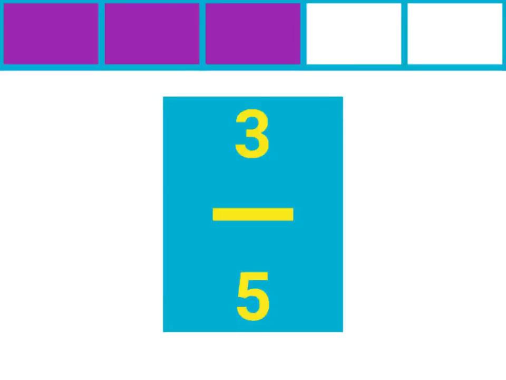Let's move on. Pause here and write down this fraction. If you got 3/5, you're correct. 3 equal parts of the 5 total are shaded, making this fraction 3/5.